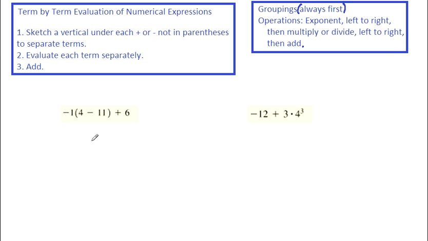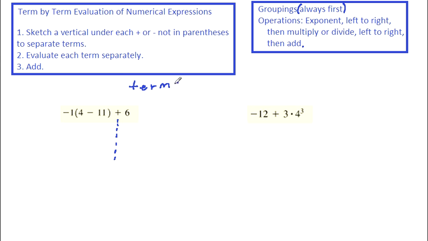All right, maybe I should mention first that the last thing ever done in order of operations is addition. And since it's going to be done last, it separates the problem into parts. And so the first thing we want to do is make a vertical line under any add or subtract in the problem that is not inside of parentheses. And that breaks the problem into parts called terms.